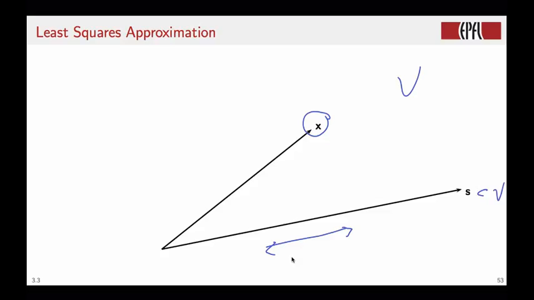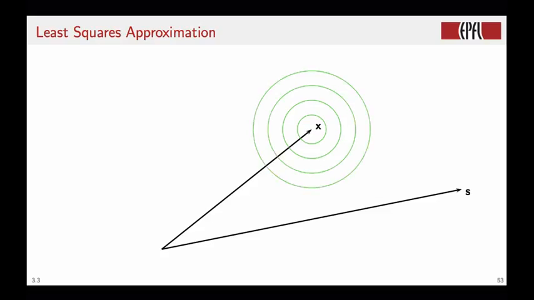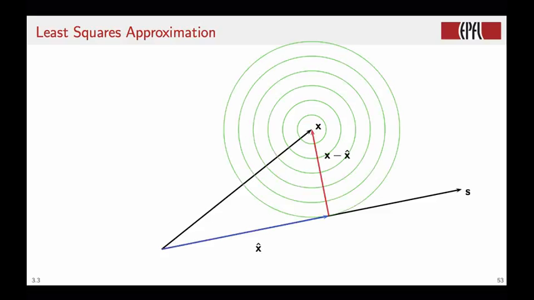Okay, how do we do this? It has to be closest in the 2 norm. So we create a circle around the tip here of x, and we grow the circle. Okay, we are still not at S, and at some point we reach S. This is clearly the closest one, right? Because the circles measure quadratic distance, and the first time we hit S is exactly here. Okay, so we have x hat in blue, and we notice that x minus x hat, the red vector, is orthogonal to the blue vector. That's the orthogonality principle we have seen on the previous slide.